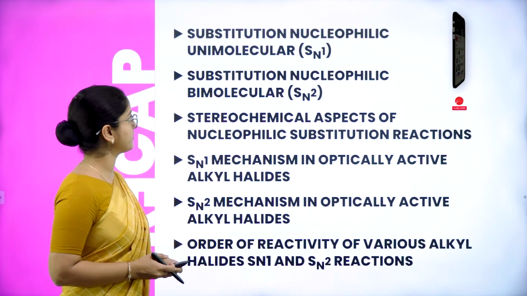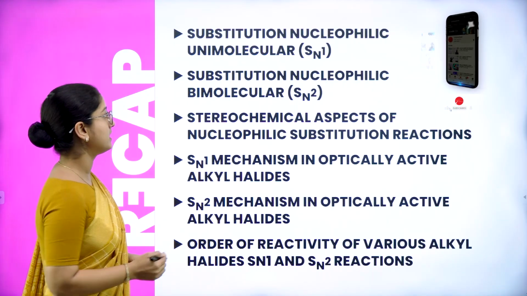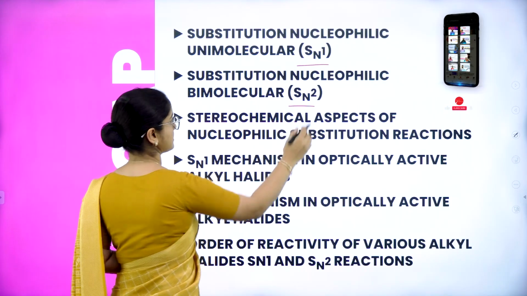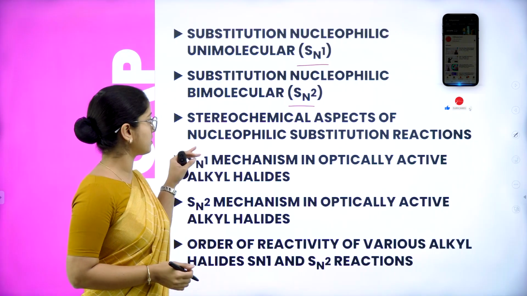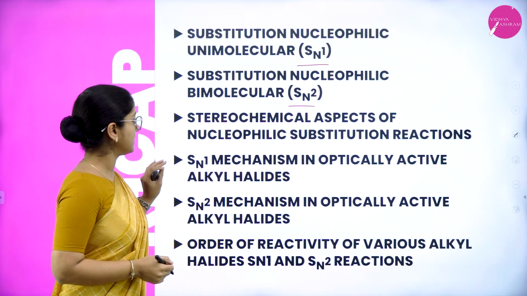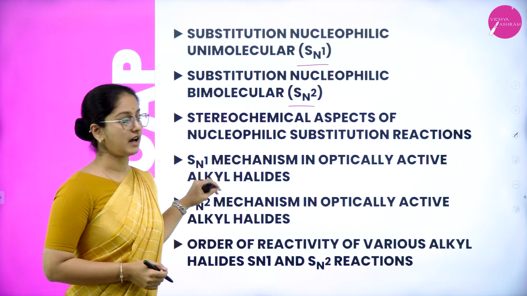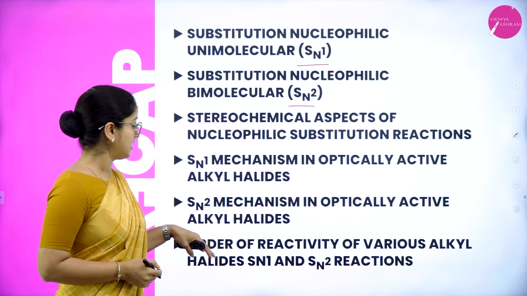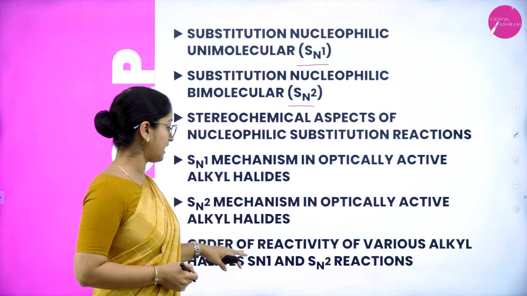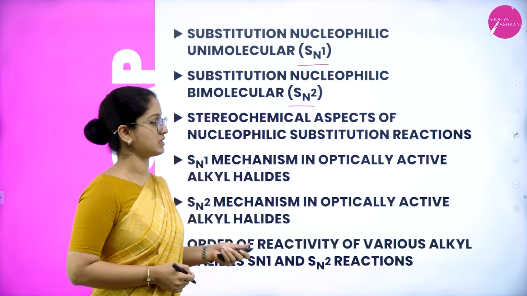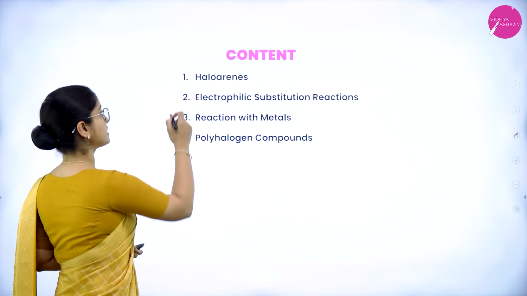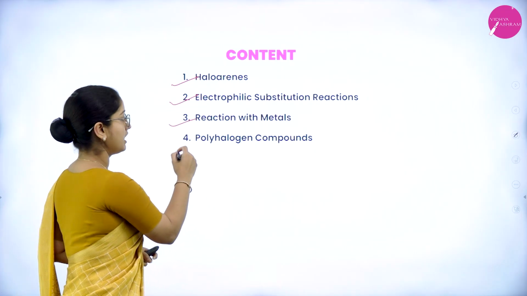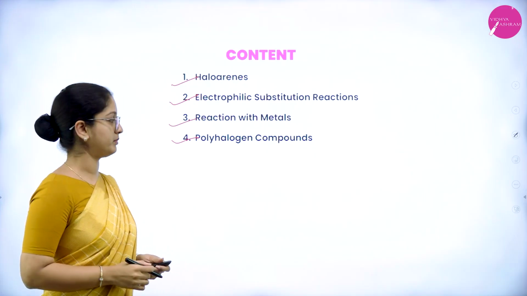So today we are going to continue the chapter Haloalkanes and Haloarenes. In the previous session we have studied about the SN1 mechanism, that is substitution nucleophilic unimolecular, and also bimolecular, that is the SN2 mechanism, then stereochemical aspects of nucleophilic substitution reactions, then SN1 mechanism in optically active alkyl halides, then SN2 mechanism in optically active alkyl halides, then order of reactivity of various alkyl halides in SN1 and SN2 reactions. So in this session we are going to study about haloarenes, then electrophilic substitution reactions, then reaction with metals, and also about polyhalogen compounds.